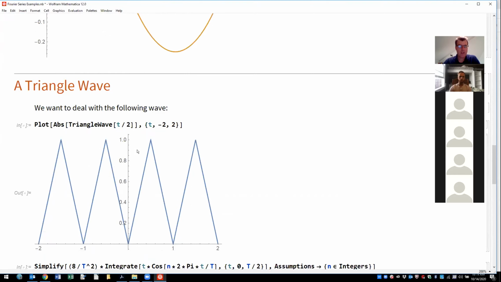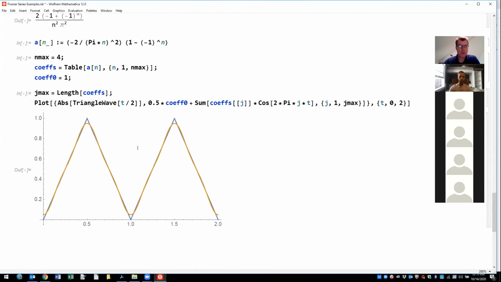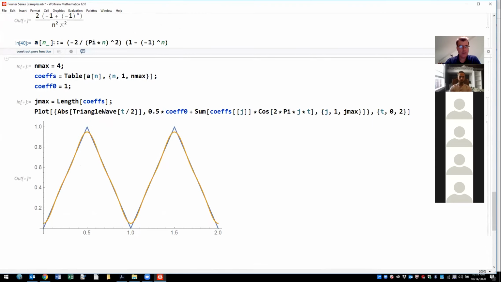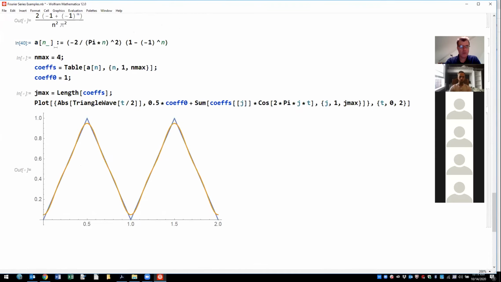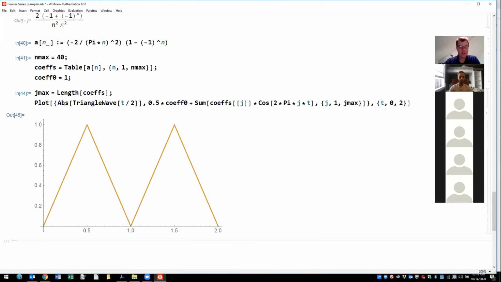Now the next one that I want to look at is a triangular wave. And we are going to do the triangular wave by hand. But look at the final result, and you notice how it gets rounded there. And even if I include more coefficients, all right, now it looks good, but let's zoom in.